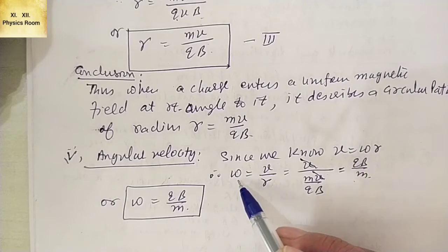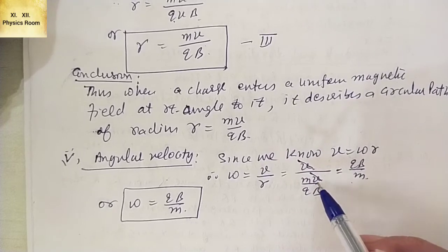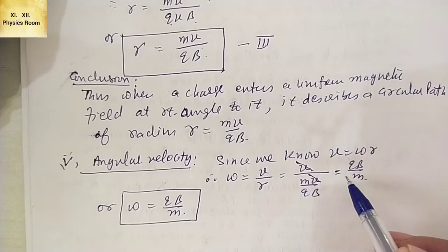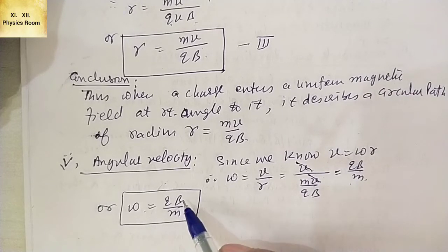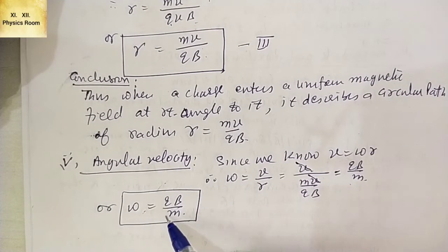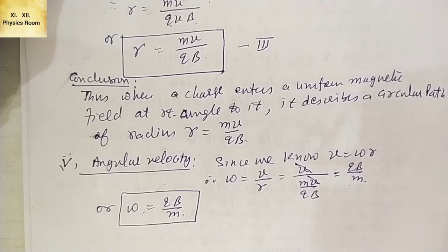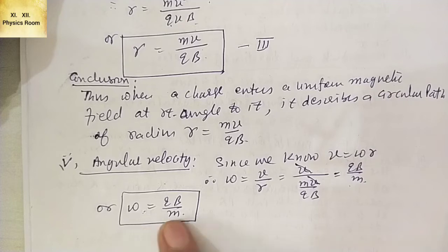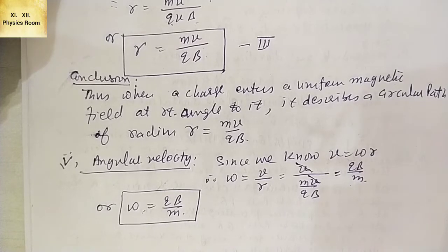From here we calculate omega. Omega is V by r. So V divided by mv by QB. V cancels, so we are left with QB by m. So omega is equal to QB by m. This is the angular velocity of the charge describing a circular path, which is independent of the radius. The circle may be of any size, but omega is QB by m.